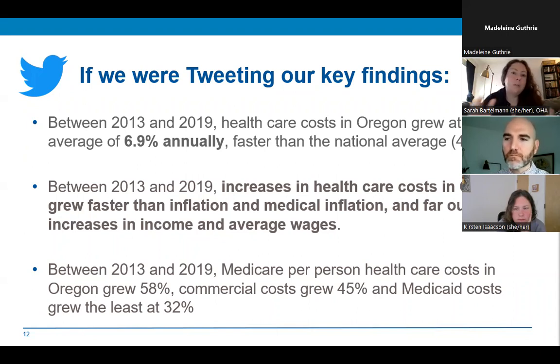One more note that I want to flag before we jump into the graphs. We're going to bounce back and forth between talking about annual growth, so what was that percent increase or that growth in a given year, as well as cumulative growth over all 6 years. So that last bullet point, Medicaid costs growing 32%, that's cumulative growth versus average annual. So we'll try to clarify when we're switching between those two types of calculations.